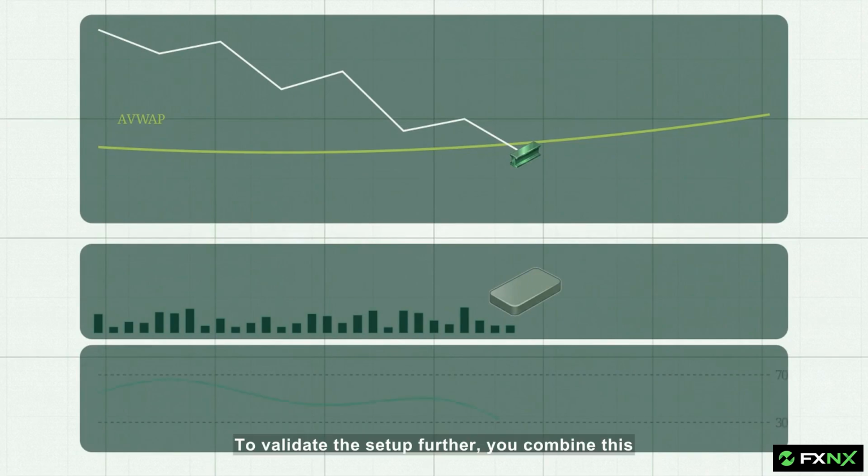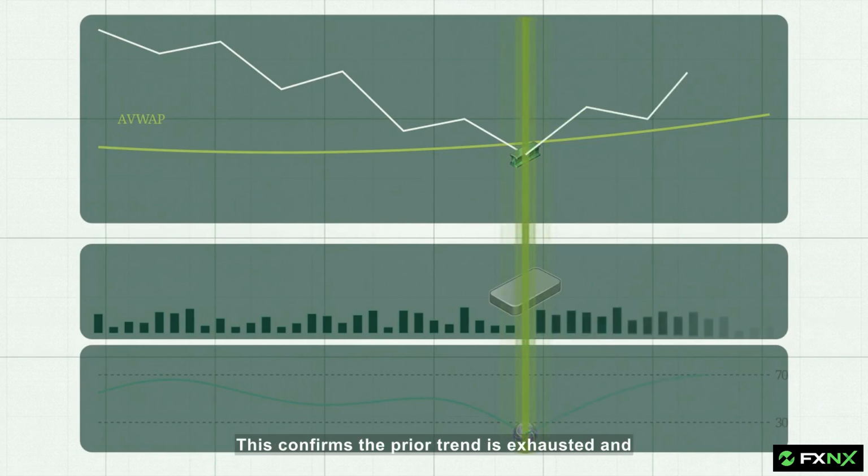To validate the setup further, you combine this crossover with a momentum oscillator like the RSI. This confirms the prior trend is exhausted and the reversal has room to run.